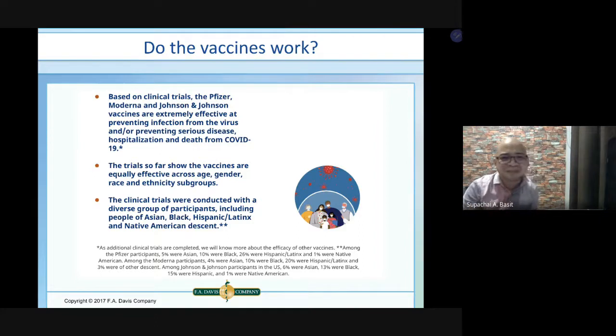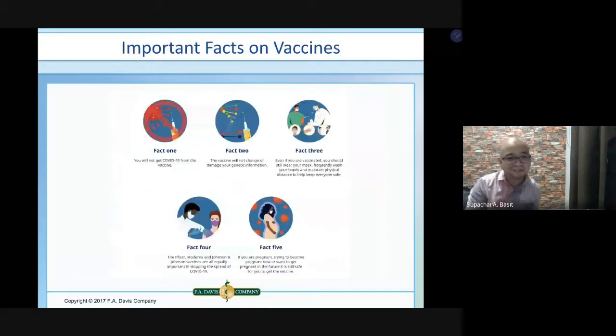Ito kasi yung problem ng Sinovac. Hindi sila na-recognize sa US. So, very limited yung clinical trials nila. Usually, sa Latin America sila nag-clinical trials, sa Chile. Pero ang Pfizer, Moderna, and Johnson & Johnson, mas marami silang groups na sinali. So, tingnan nyo, very diverse. Asian, Black, Hispanic, Latino, and Native American descent. Mas marami silang sinali as compared sa Sinovac.